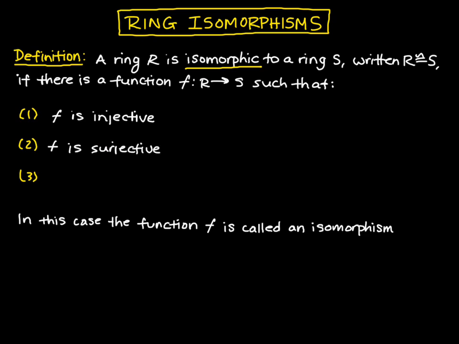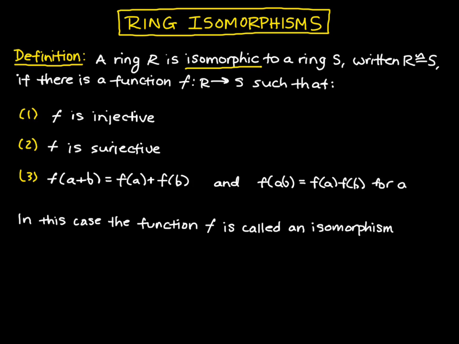And the last thing we need for this map F to be an isomorphism is for F of A plus B to equal F of A plus F of B, and F of A times B is equal to F of A times F of B for all A, B in the ring. So a couple things to note here.